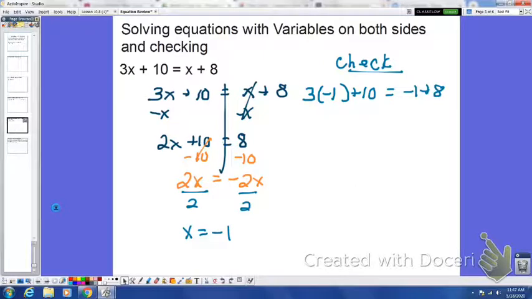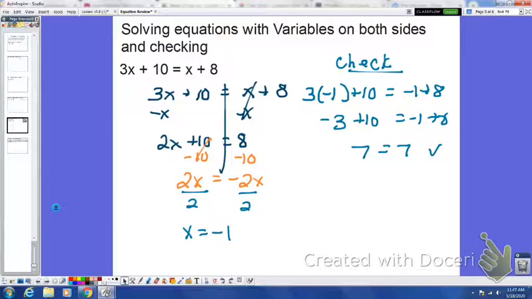So 3 times negative 1 is negative 3 plus 10 equals negative 1 plus 8. Negative 3 plus 10, same thing as 10 minus 3, would give us 7 equals negative 1 plus 8. Again, same thing as 8 minus 1, which also gives us 7. So this looked like a slightly complicated problem at the beginning, but it actually turns out to not be too bad.